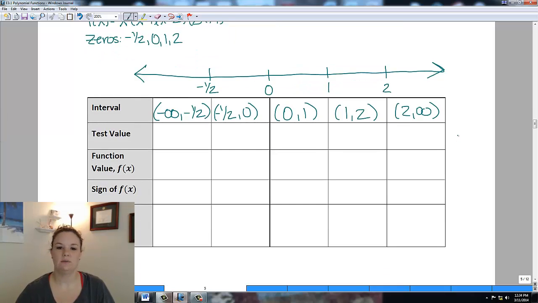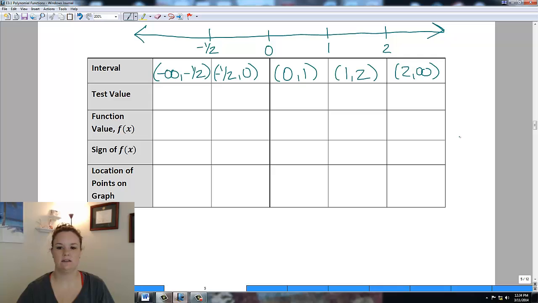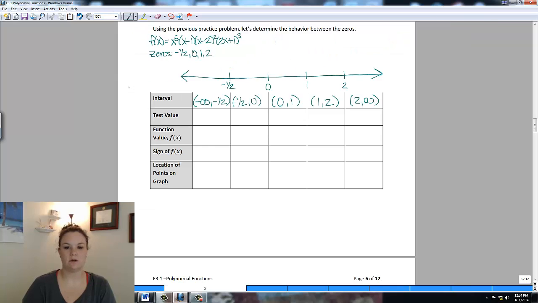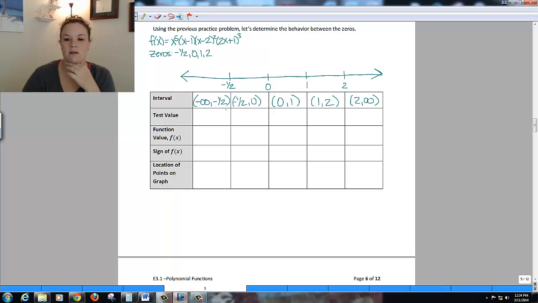Okay, so I'm going to scroll down so we can do our testing, and then I'll scroll back up and we'll talk about it here in a second. So if I want to pick a value that falls into this interval, and I'm going to make this a little bit smaller, I want to pick a number that falls in between -infinity and -1/2. So some number that's to the left of -1/2, I'm just going to pick -1. Now notice it says, what's my function value? So what that is asking is if I plug -1 into this function, what am I going to get? So down here, I'm going to plug it in.